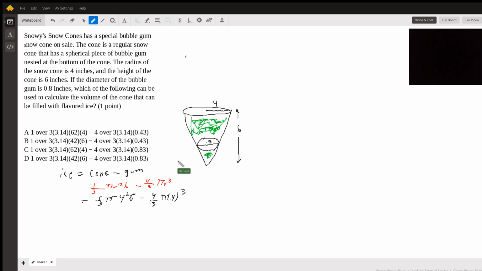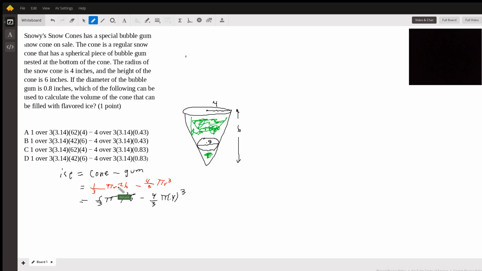And from here on out, it's just applying the formulas, and you just have to memorize the formulas. So it's 1/3 pi r squared h is the volume of the cone, and 4/3 pi r cubed is the volume of the sphere. The hard part really comes at the very end of the problem. Let's first substitute in the values here. Let me just put an equal sign here.